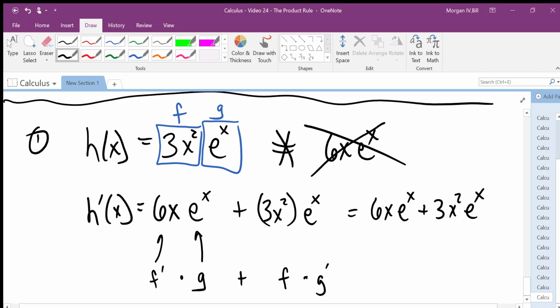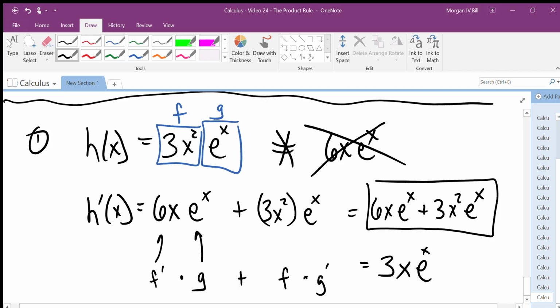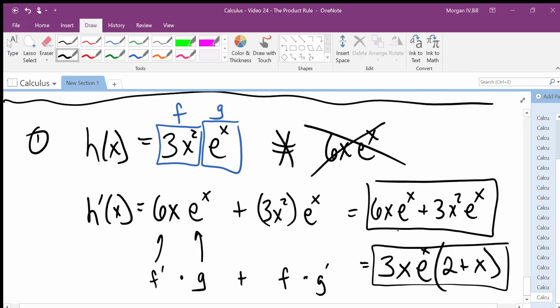And sometimes, this is a fine answer, by the way. I like this answer. But sometimes we want to pull out what you have in common. Well, they both have a 6 and 3, both divide by 3. I have an x and x squared, so I can pull out an x. And they both have an e to the x in them. I can factor all that they have in common. That leaves me with just a 2 in the first term and plus x for the second term. So either one of these are good answers. The reason the second answer might be more beneficial later on is it helps us solve for x. Like if I were to set this equal to 0, for example, the second one might be easier to solve for x in that form. Okay, good. Let's try another.